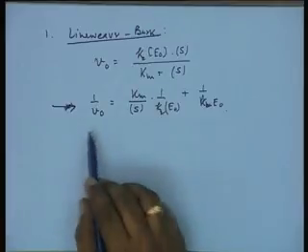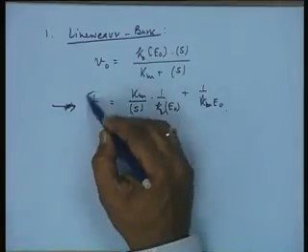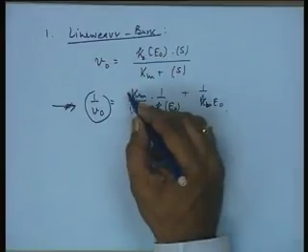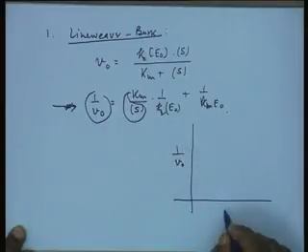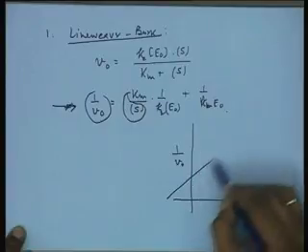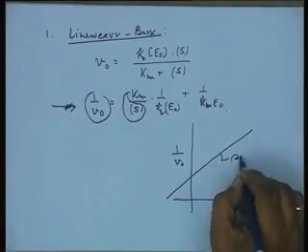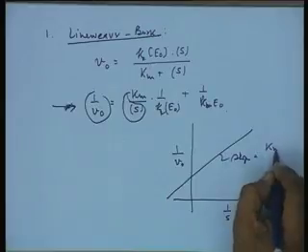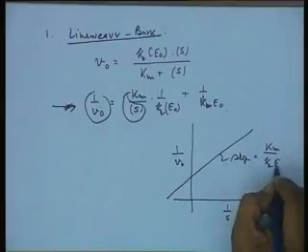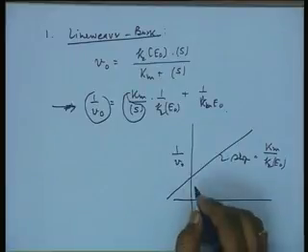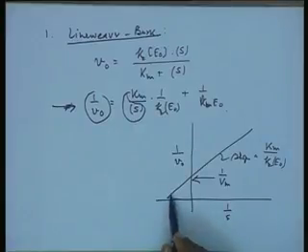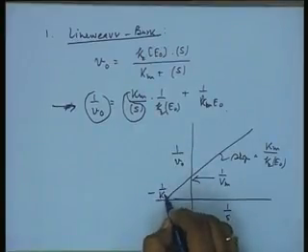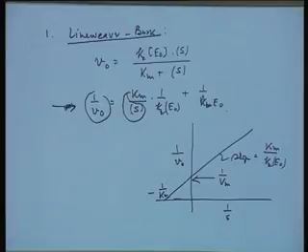Now, this represents a straight line relationship between 1 upon V naught and 1 upon S. That means, when you plot 1 upon V naught against 1 upon S, you get a straight line with a slope equal to Km upon K2 E naught, or Km upon Vm, and an intercept which refers to 1 upon Vm. On the x axis there will also be an intercept, which will be minus 1 upon Km.